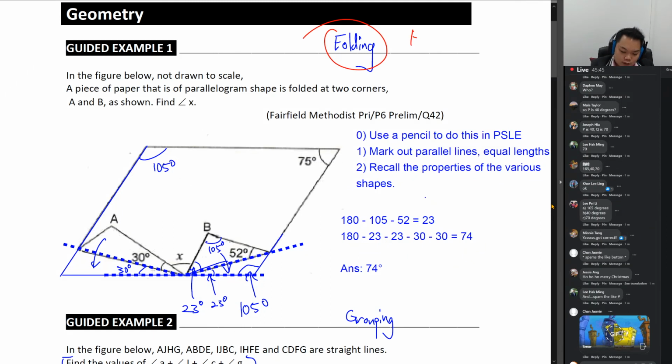This one I think in the newest Henry Park prelim, P6 prelim, there's a question like this. You can go and attempt it for the loads. Okay?